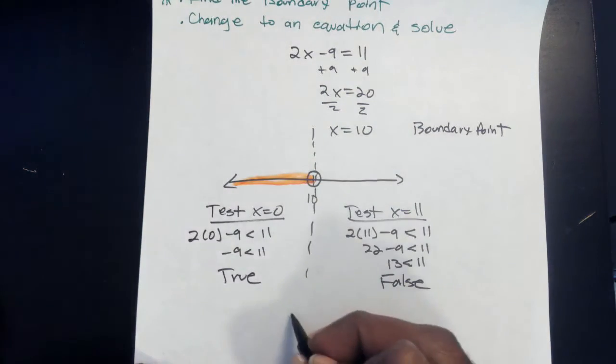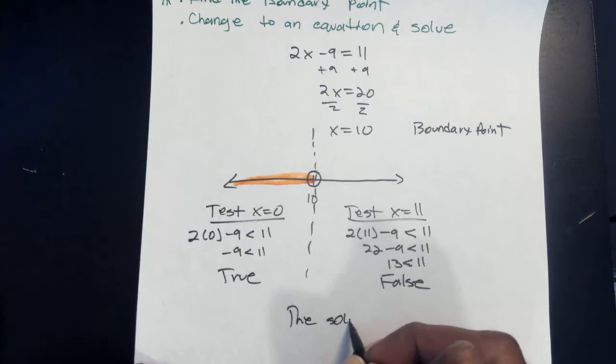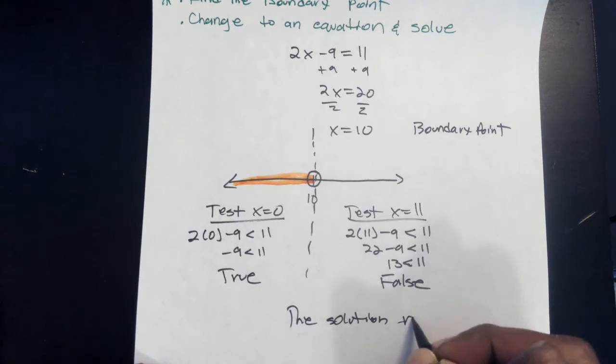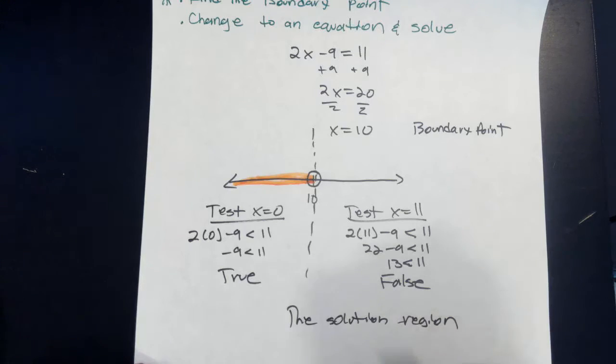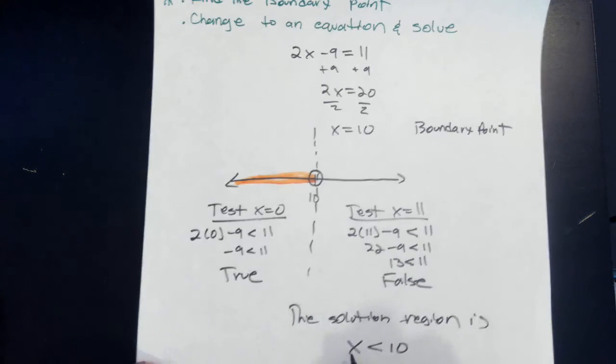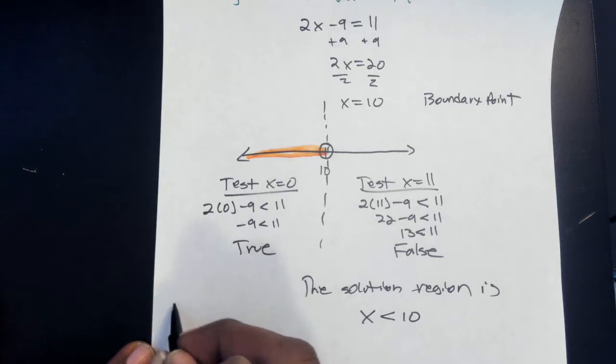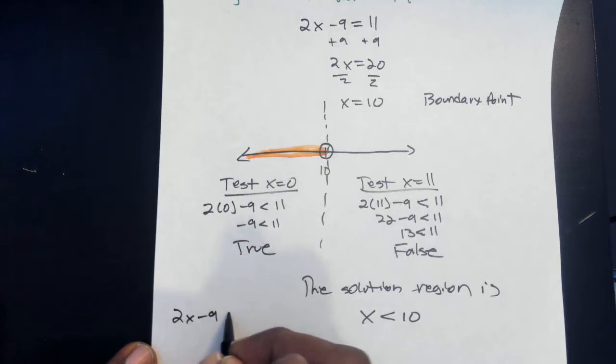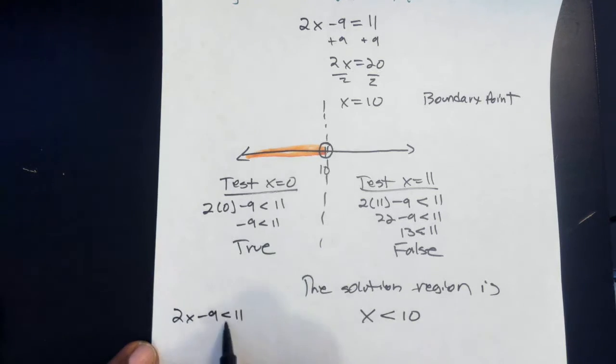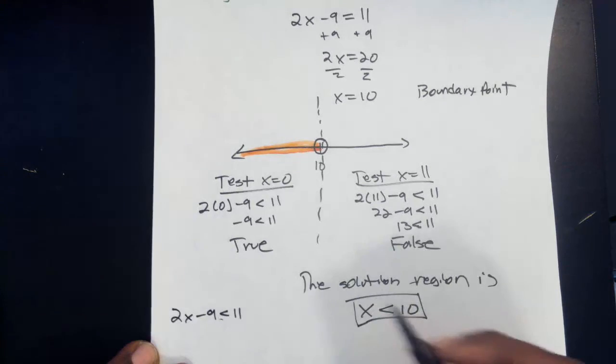So the solution region is x less than 10. This is the solution region for our inequality, 2x minus 9 less than 11. The solution region is x less than 10.